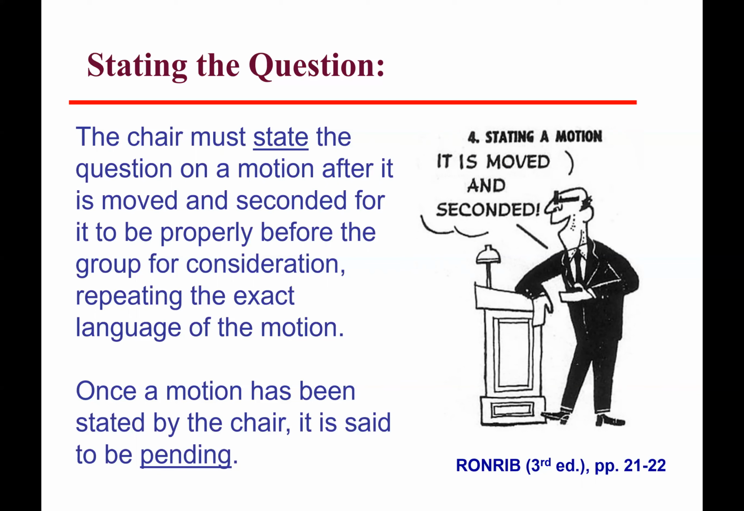But once it is stated by the chair, that's no longer the call of the maker of the motion, unless the assembly agrees, and that would have to be put to the assembly for unanimous consent or a vote: whether they can have permission to withdraw. So after it is moved and seconded, for it to be properly before the group, the chair has to state the question, repeating the exact language of the motion. Once a motion has been stated by the chair, it is said to be pending. That means we can now begin consideration and debate of this.